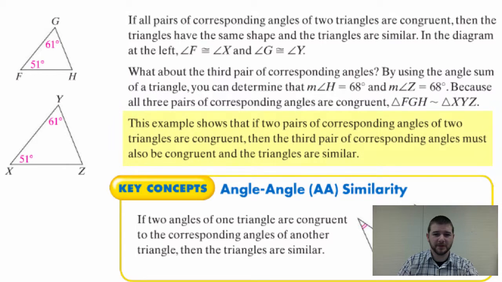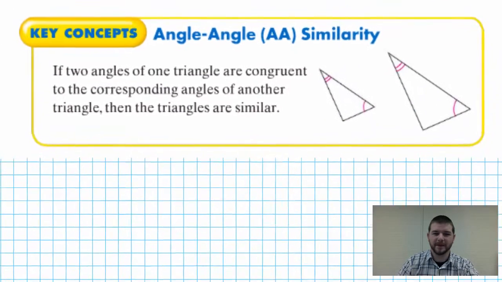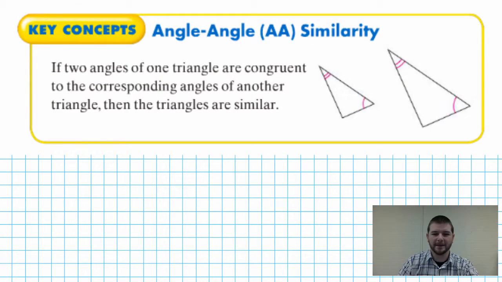This example shows that if two pairs of corresponding angles of two triangles are congruent, then the third pair of corresponding angles must also be congruent, and the triangles are similar. And the key concept based upon this is the angle-angle similarity. If two angles of one triangle are congruent to the corresponding angles of another triangle, then the triangles are similar.